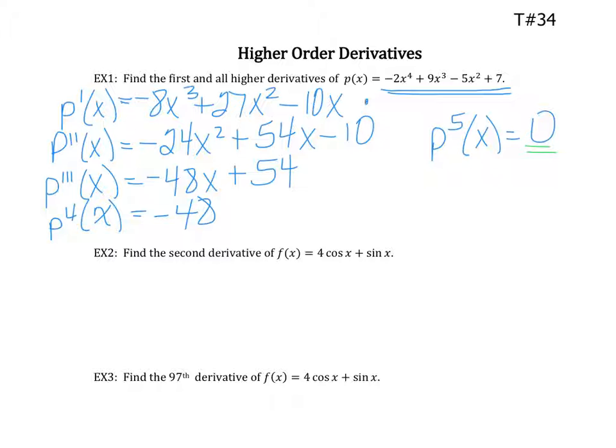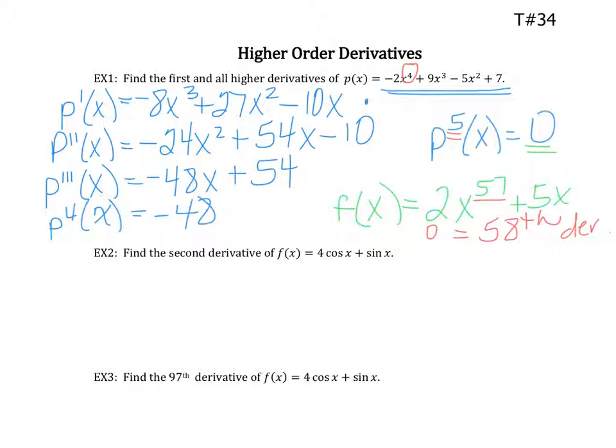If I gave you something like f of x was 2x to the 57th plus 5x or whatever, which is the first derivative that would give you 0? And hopefully you see the relationship. Notice this had a degree of 4. My fifth derivative was equal to 0. So if my degree is 57, the 58th derivative would be the first one to be 0. So that's just kind of a good thing to know.